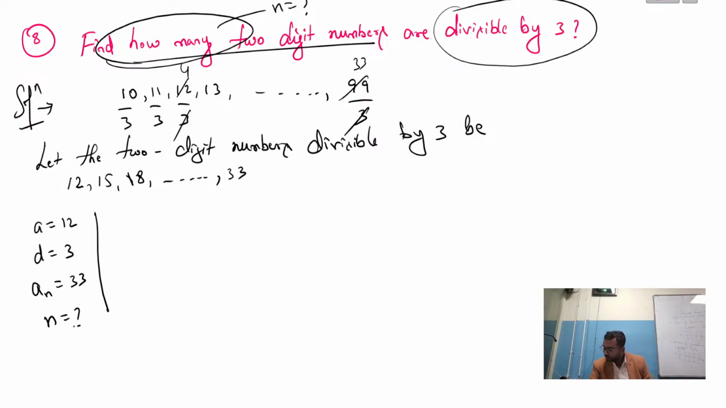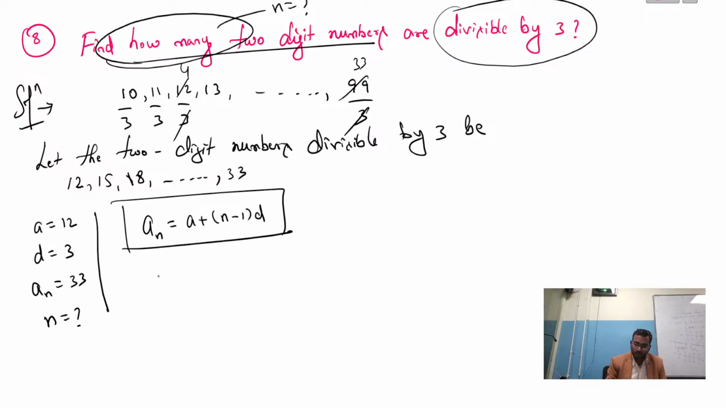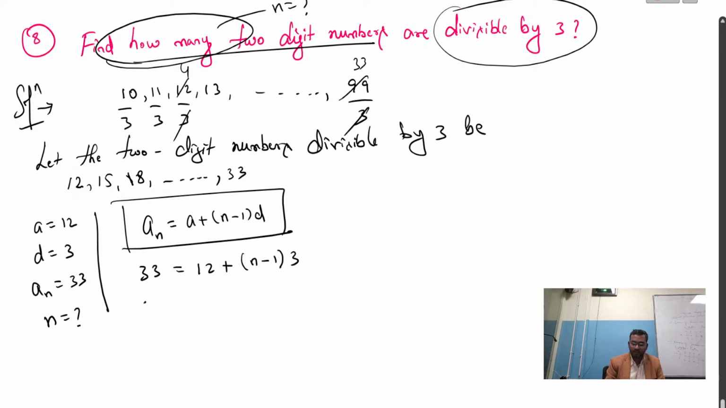Now, observe. To find n, what is the formula we have? An is equal to a plus n minus 1 into d. We have this formula. What is an? 99 is equal to a, 12, plus n minus 1, n we don't know, keep it as it is. The value of d is 3. Then 99 minus 12 is equal to 3 into n minus 1. Plus into minus is minus, 3 ones are 3. 99 minus 12 is 87.